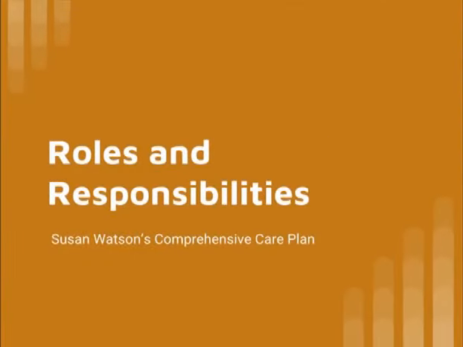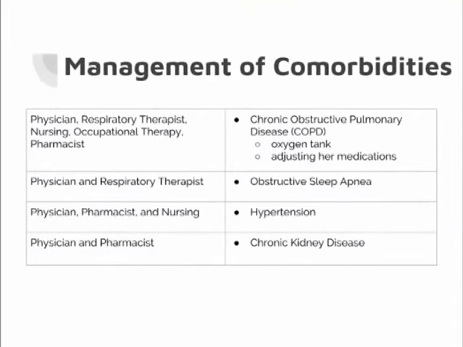These next couple slides are going to go over the roles and responsibilities of each team member and how they apply to Susan's care plan. So we have the management of her comorbidities. She has COPD, so the physician, respiratory therapy, nursing, occupational therapy, and pharmacy would like to give her an oxygen tank, work with her to get that situated with her wheelchair or her scooter, and then adjust her medications.